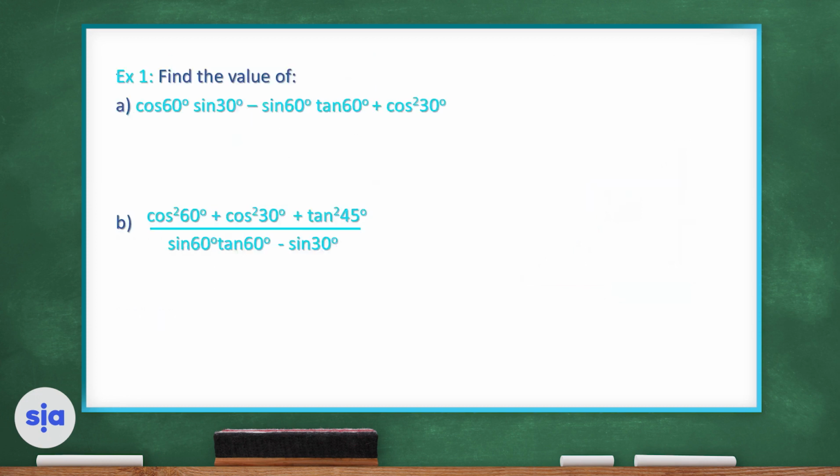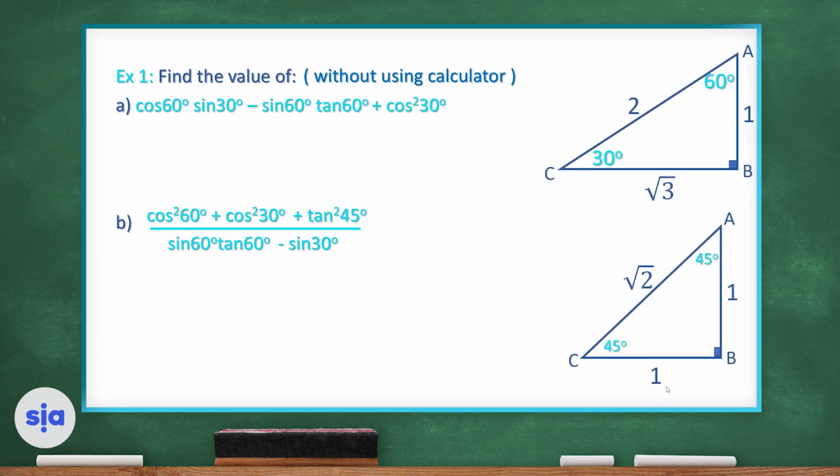Let's now move on to the first example. Example 1, the question says find the value of each of the following. But remember, this question is without using the calculator. To start solving, you can see the two right triangles at the right hand side of the screen, and then we're going to evaluate each part of the question.